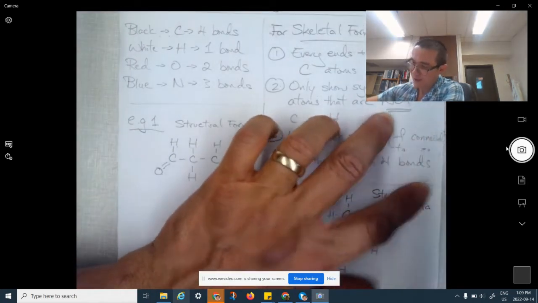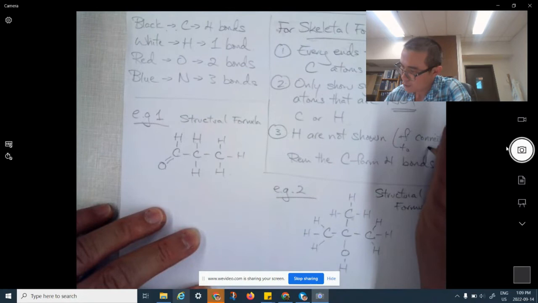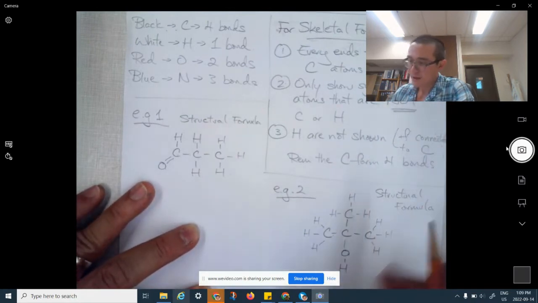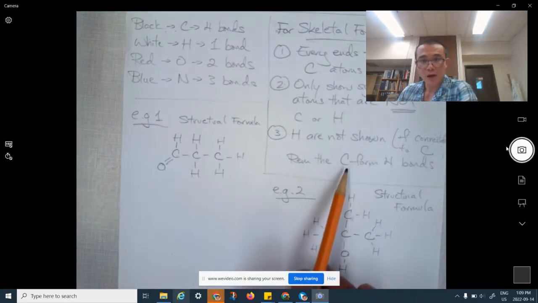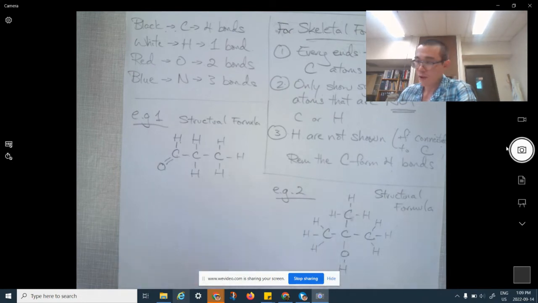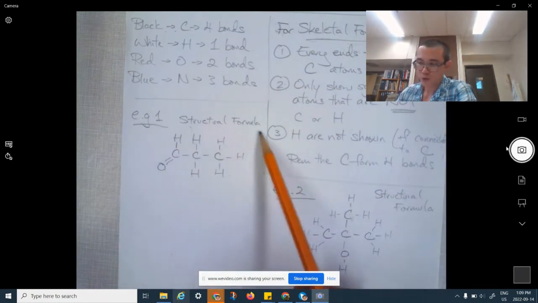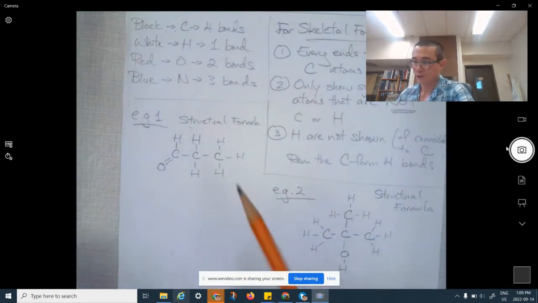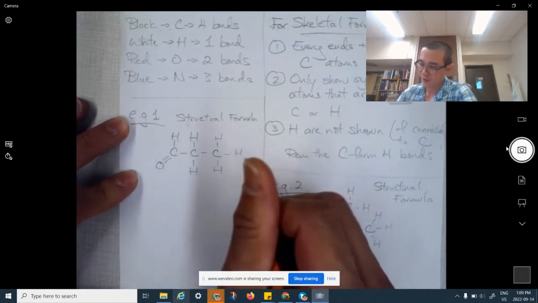This is supposed to be a carbon here. Haha, my apologies. Now, you do need to remember that carbon forms 4 bonds. Okay, so how do you change from a structural formula to a skeletal formula? Let's look at this first example.